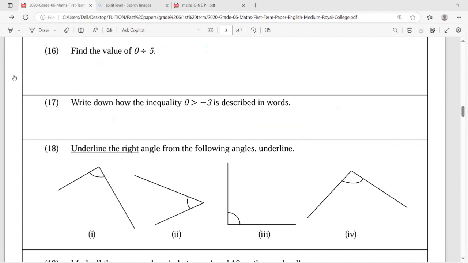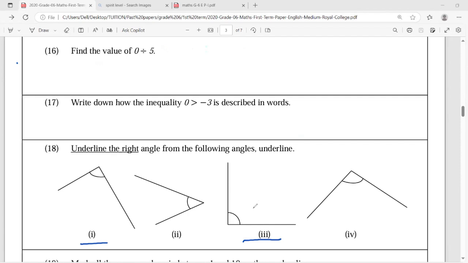And here you have to underline the right angle from the following angles. I mean the right angle. So you can take only this one and this one. So you can use your eyes to determine, and also you can use set squares if you have.